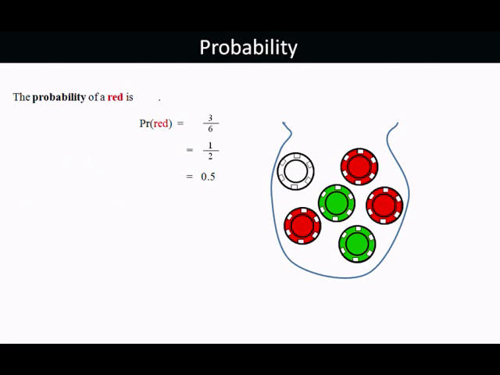Similarly with a red, 3 chances out of 6 to pick a red. 3 out of 6 is the same as 1/2, or 1 divided by 2, which is 0.5 as a decimal. And then finally with green, 2 greens out of 6, so the probability of a green is 2/6, which is the same as a third, or if you do 1 divided by 3, it's the same as 0.3333 recurring.